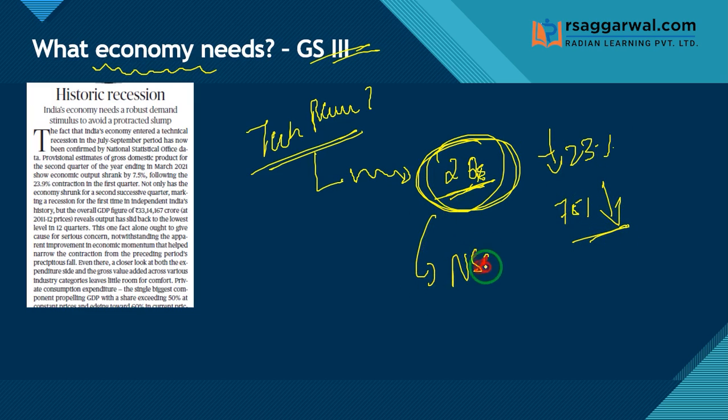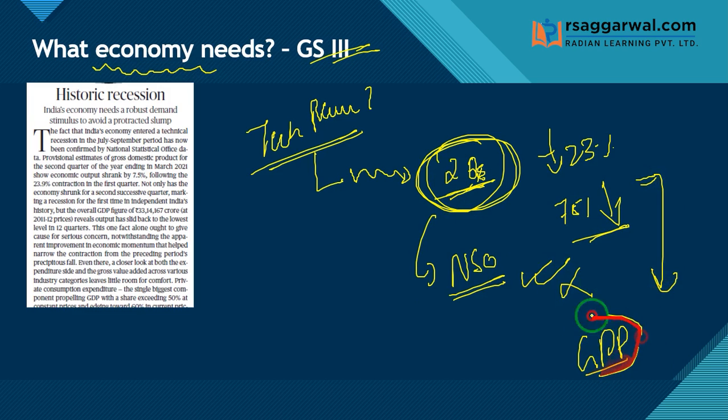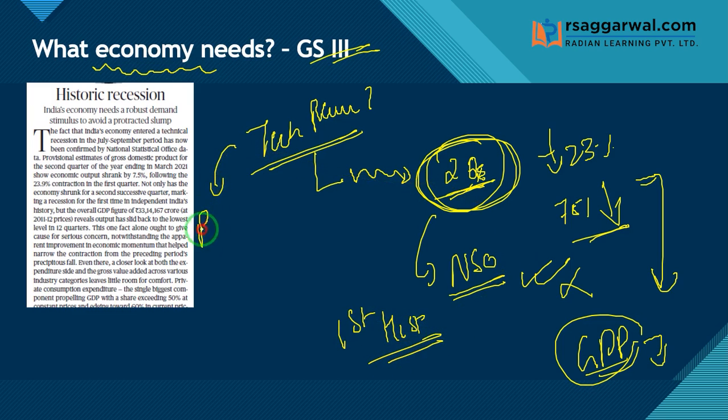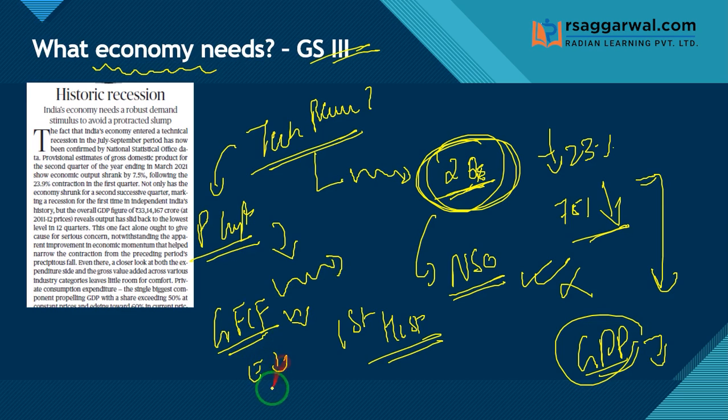Even the NSO data, that is the National Statistical Office, has confirmed the same figure. Not just the growth rate has gone down, but also the GDP estimate has gone down, and this is the first time in history that this has happened. Apart from this, private consumption has gone down. It has shrunk. Apparently, private consumption was one of the most important propellers of the Indian economy. Gross fixed capital formation has also shrunk. Exports have fallen, and so have imports. So basically, everything is in a very tough scenario right now.